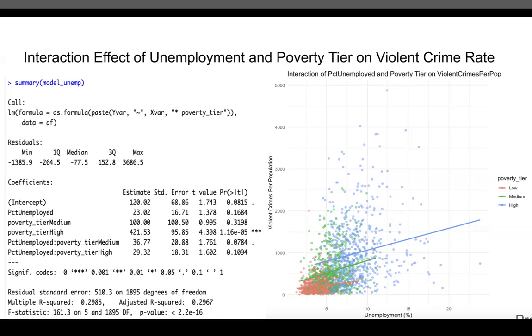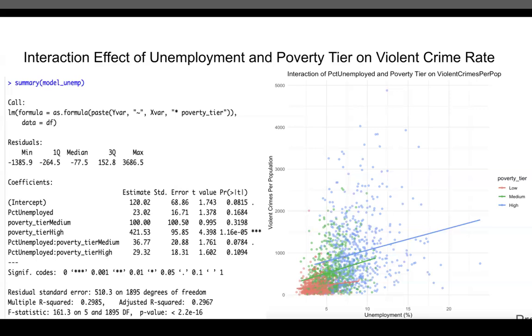Then we can look at the p-values using the rule of thumb that the p-value should be less than 0.05 to indicate any significant effect. We can see that high poverty tiers have significant p-values, which is less than 0.001, which suggests strong evidence that high poverty is linked to higher crime. All other predictors and interaction terms have p-values above 0.05, so they were not statistically significant.